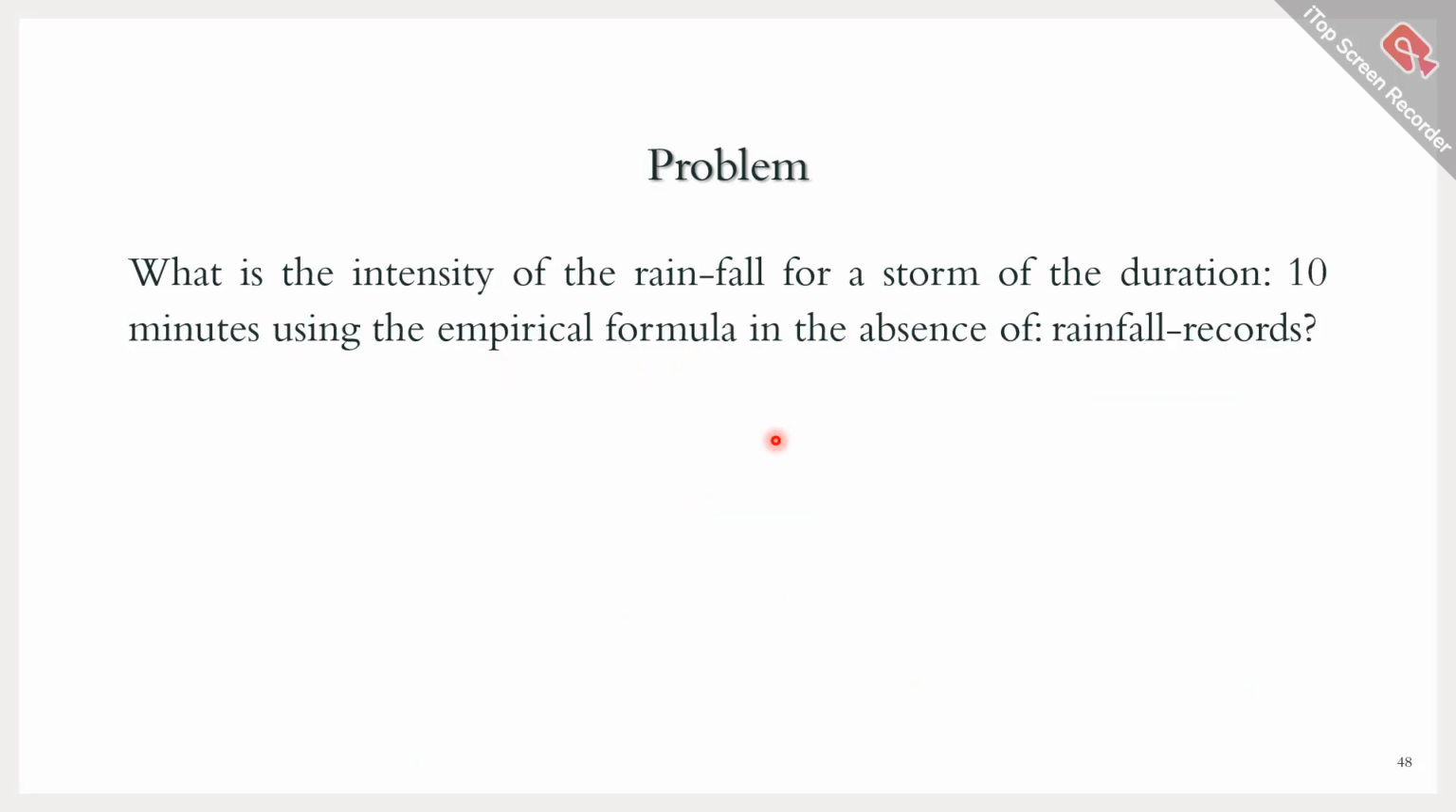Okay. Now we'll move on to our next problem. What is the intensity of the rainfall for a storm of the duration of 10 minutes using the empirical formula in the absence of rainfall records? So you don't have the rainfall records. You have to remember the empirical formula in order to determine the intensity of the rainfall. Only a single data is given to you in the question, that is the duration of the storm is 10 minutes.